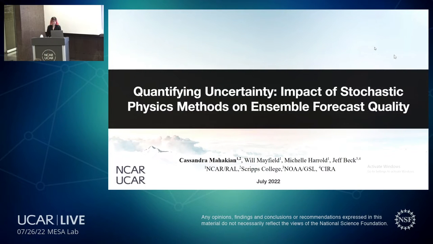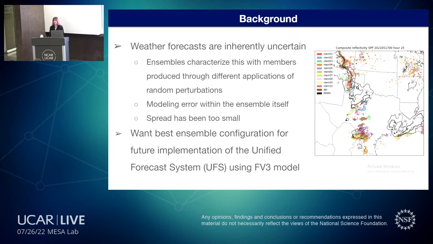My name is Cassandra Mahakian. I worked with Will Mayfield as my mentor. I'm an undergrad at Scripps College, and I also worked with Michelle Harold and Jeff Beck as part of an ensemble design group. Today I'll be talking about quantifying uncertainty, the impact of stochastic physics methods on ensemble forecast quality. I'd like to start by giving a little bit of background.